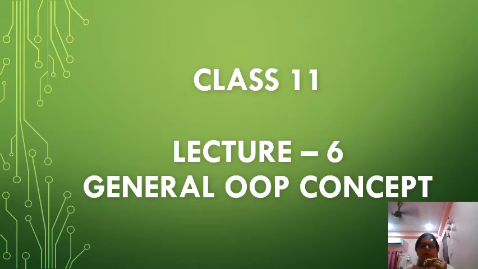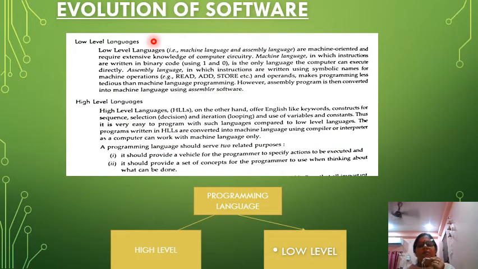Hello students, now we are going to start our second chapter in class 11th, Object Oriented Programming concepts. This chapter is just a revision of your 9th and 10th. You all have gone through these OOP concepts in class 9th and 10th. It is just a revision for you all. Now, first we will know how software evolved.